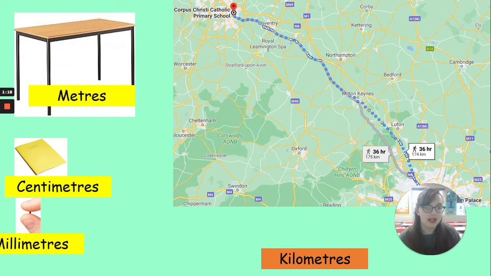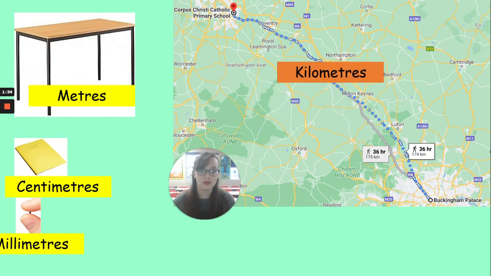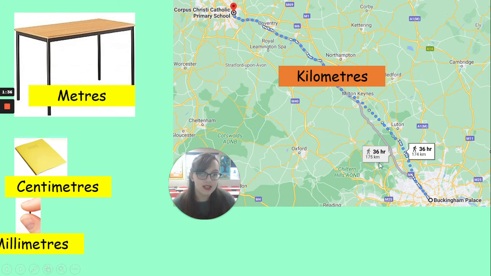But what about really big distances? Over here on the map you'll see I've got a map from Corpus Christi Primary School all the way to Buckingham Palace. Now that's quite a big distance. It's going to take you 36 hours to walk. That's much bigger than a table. And we would use something called kilometres to measure the difference. And you'll see here it says 175 km, 175 kilometres from Corpus Christi School to Buckingham Palace, if you ever fancied the walk.